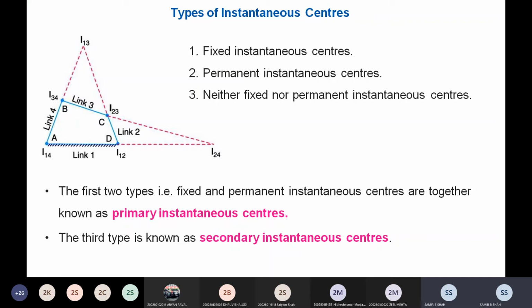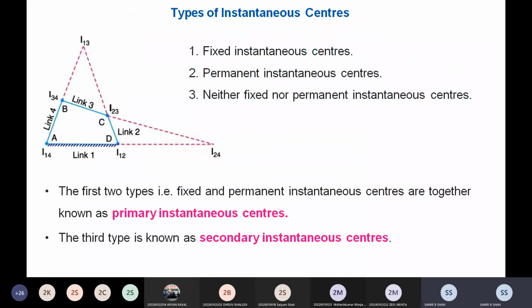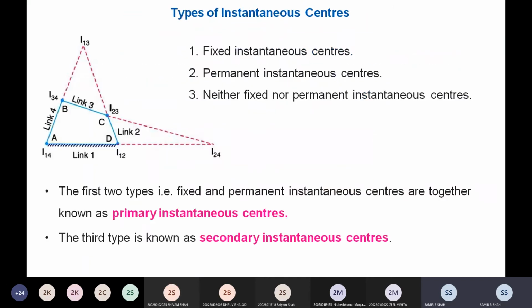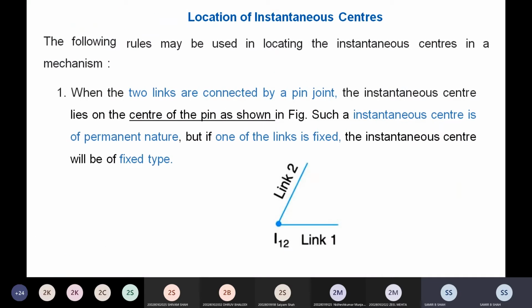Sometimes it may also be asked in your exam to define the types of I center. So you have to define in these three ways and explain this whole theory with one proper figure, with the proper equation, and with the proper reason why it is known as fixed, why permanent, and why neither fixed nor permanent. Now talking about the location of the I center method.